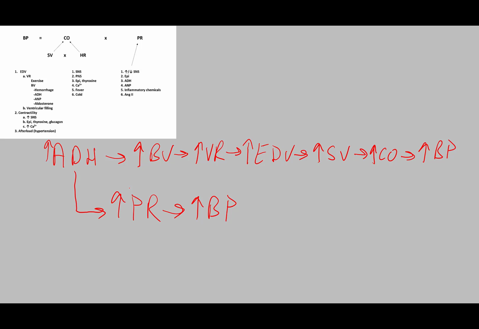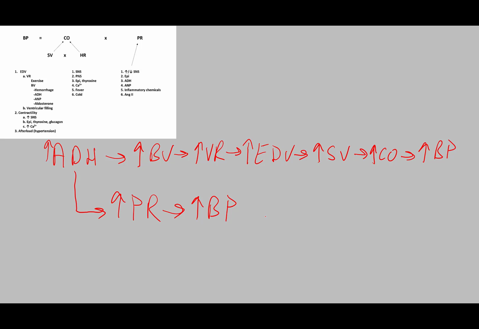Now, some of these things, like I said, they're going to be in more than one spot. Some of them may even have three spots. If we look at epinephrine, for example, epinephrine increases contractility, epinephrine increases heart rate, epinephrine causes vasoconstriction, increasing PR. Now, let's look back here at ADH again. We're talking about ADH causing an increase in blood pressure two different ways, but it's increasing blood pressure both times.